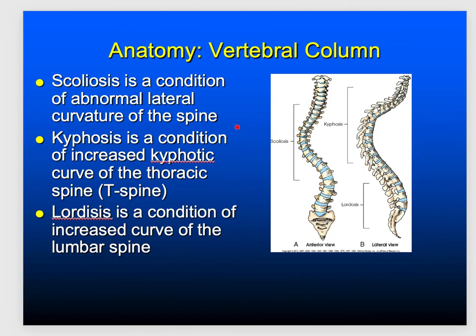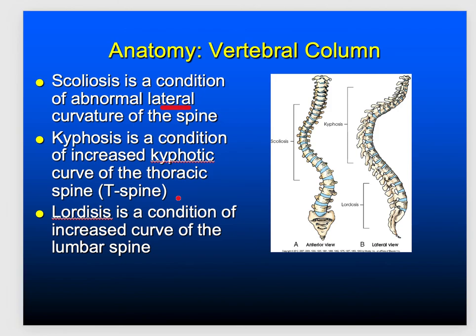So, anatomy of the vertebral column for scoliosis, it's a condition of abnormal lateral curvature of the spine. So we expect the spine to be straight, and when we get an abnormal curvature laterally, that's when we start getting scoliosis. So kyphosis is a condition of increased kyphotic curve of the thoracic spine.